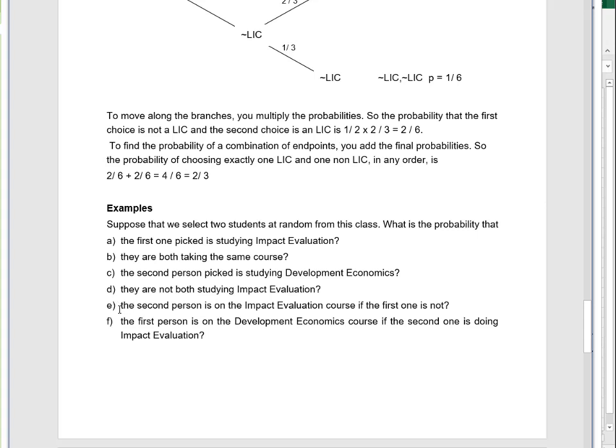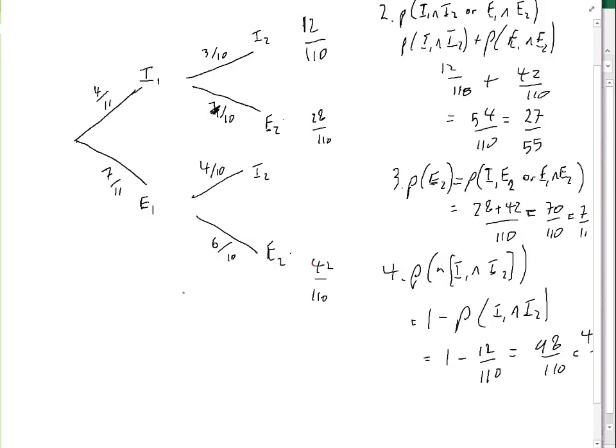Okay, E. The second person is on the impact evaluation course if the first one is not. Well, we've got to 5. So that's the probability that the second one is impact evaluation.